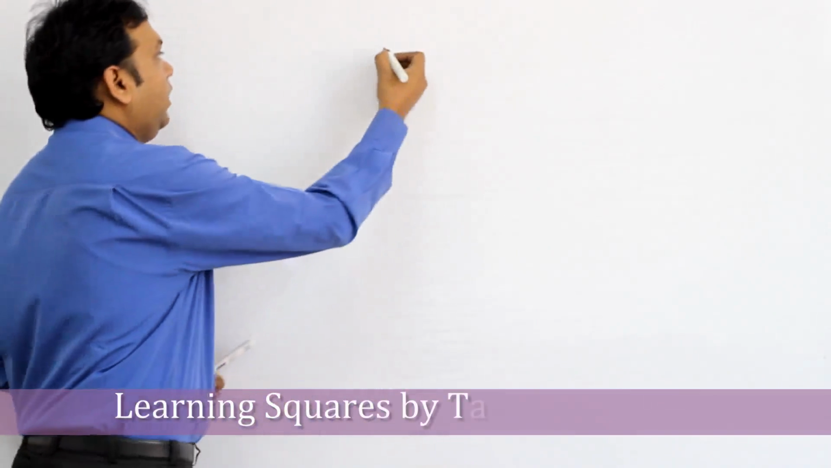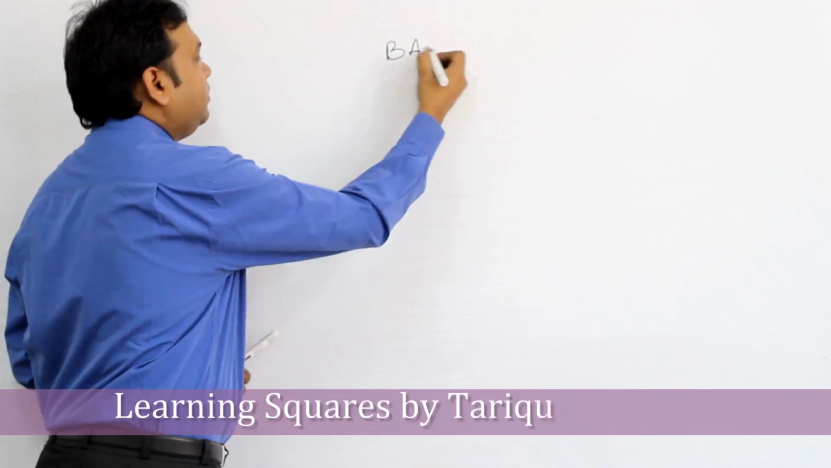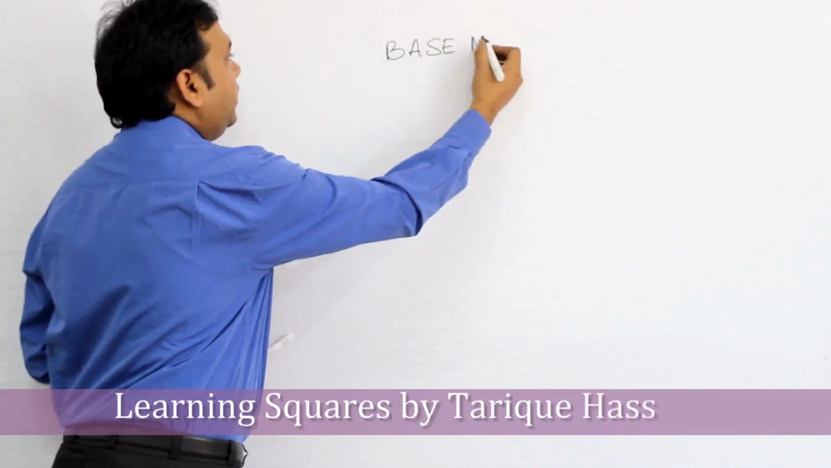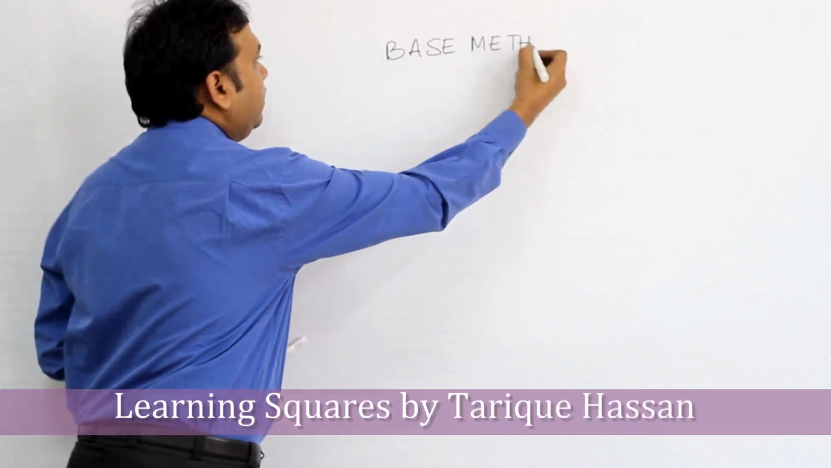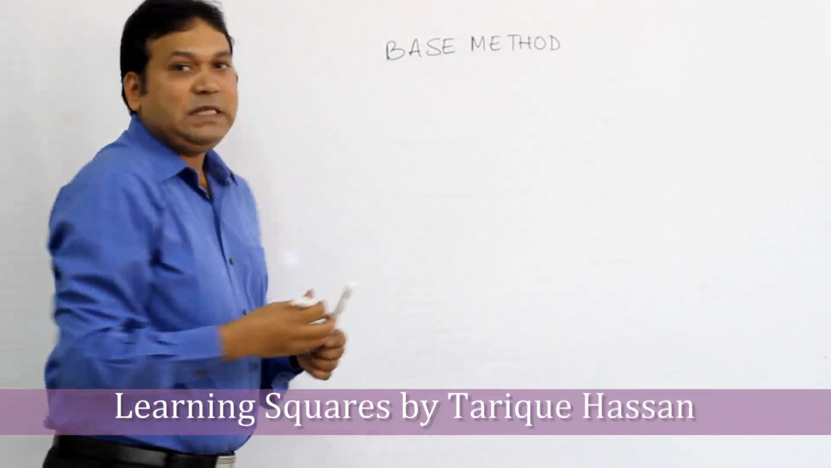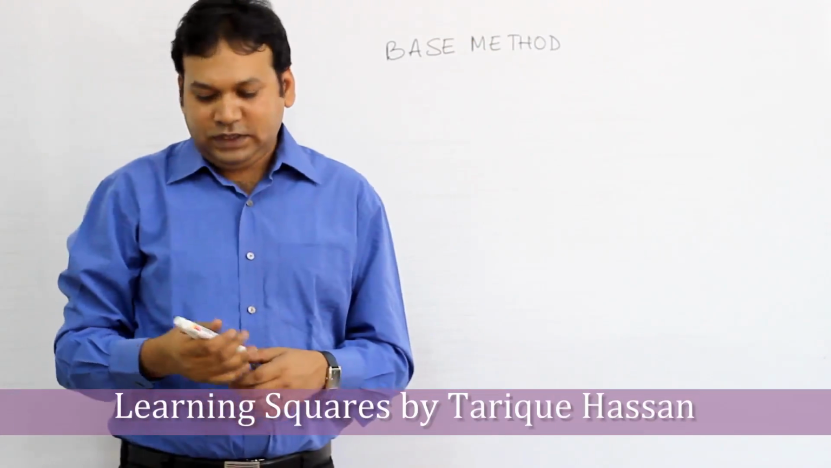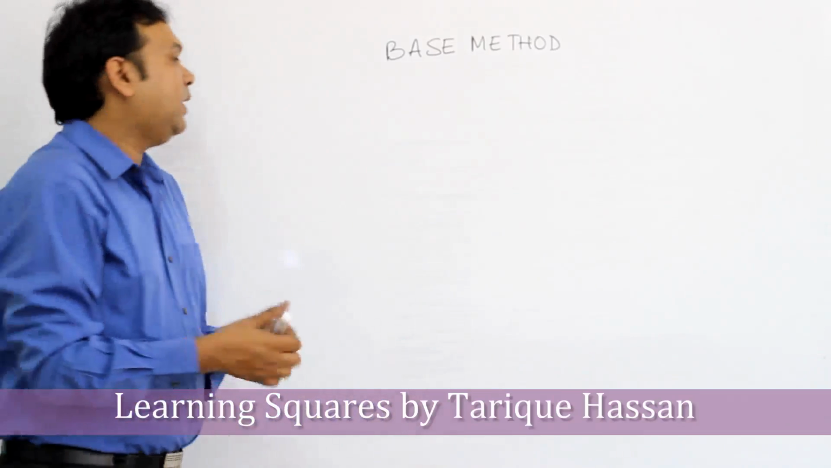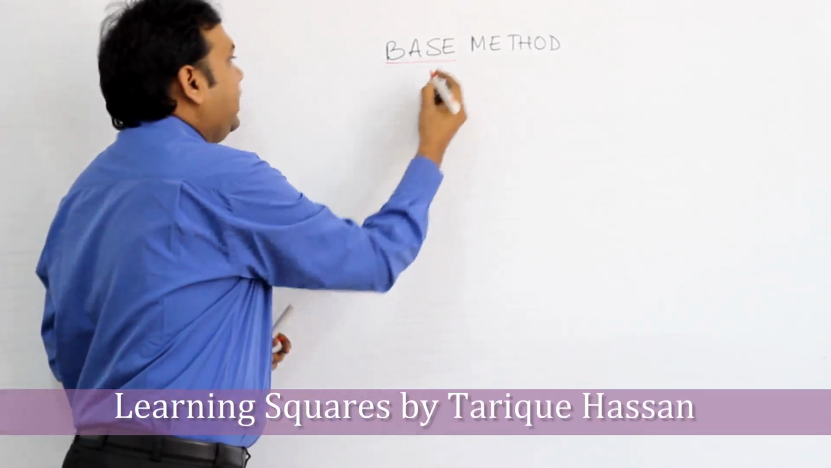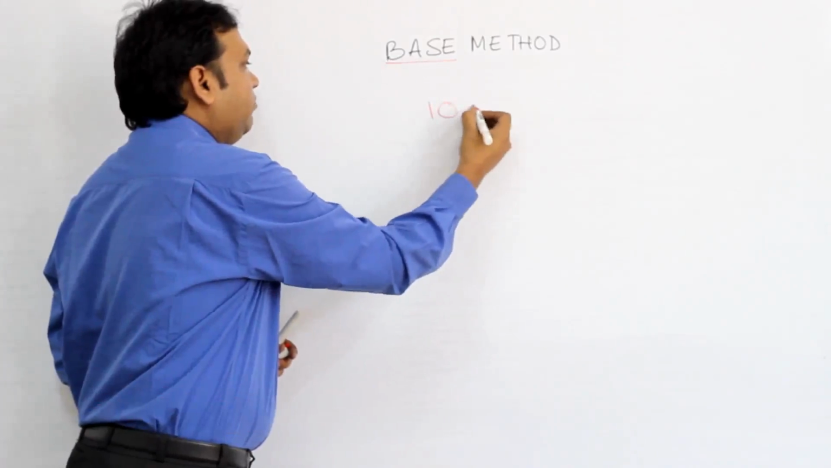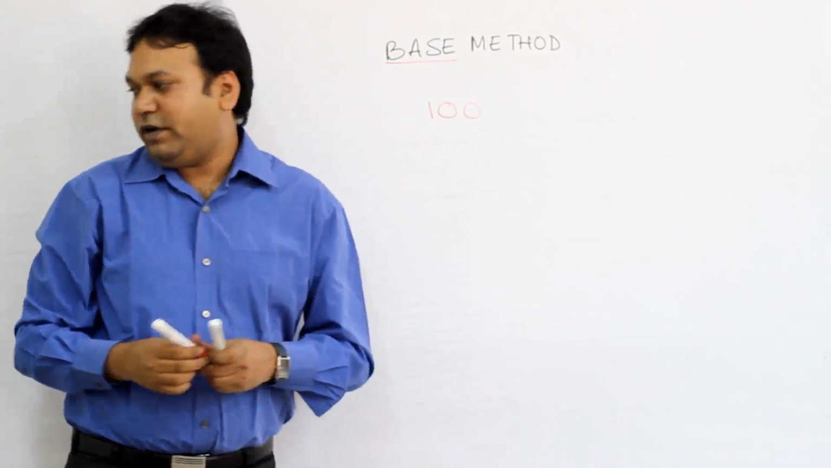So continuing our methods of finding out squares of numbers, today we will be learning the base method. The base method is a very effective technique, one of the best ways of finding out squares of numbers. So let us see what a base is. We take a base as any number which is a multiple of 10 or, let's say, a multiple of 100.